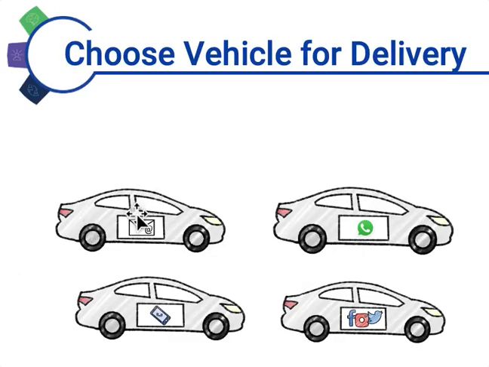And then finally, I choose my vehicle. Am I going to send it through email? Am I going to send it through text, WhatsApp, maybe social media? Which vehicle am I going to use? And then I try to do that on a consistent and regular basis. And that variety means that learners are getting that message from me in lots of different ways.